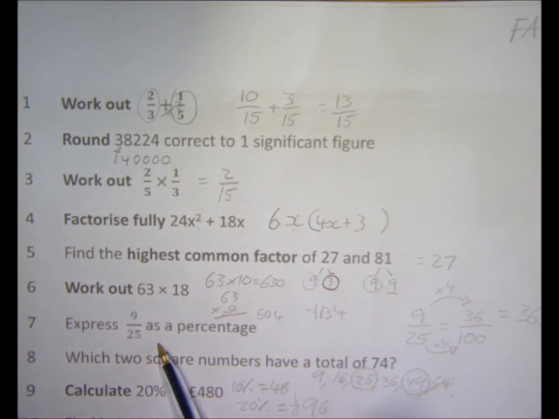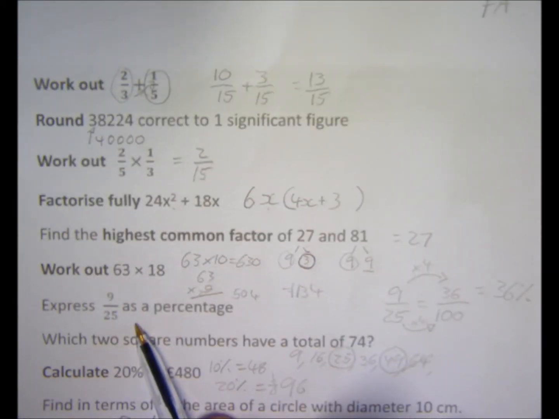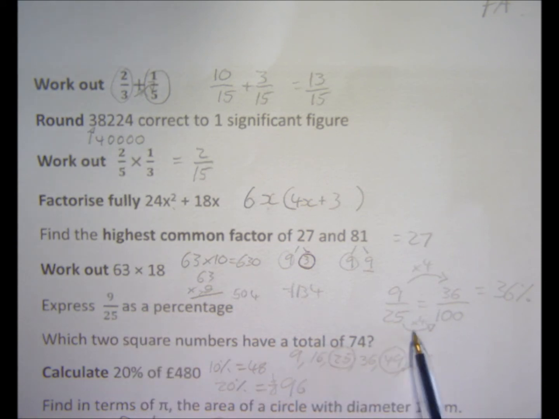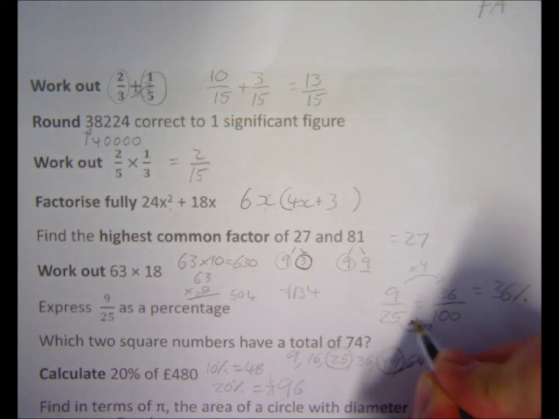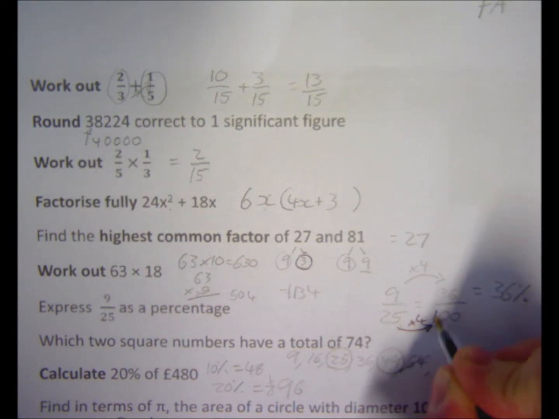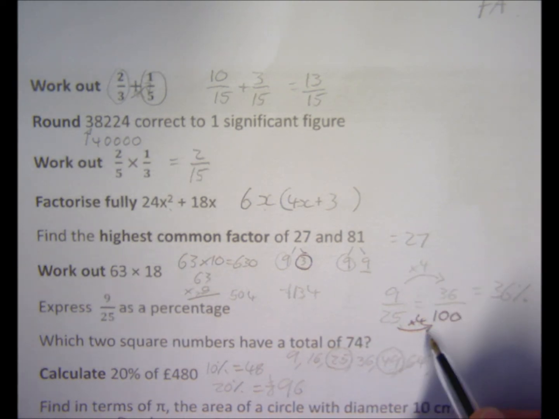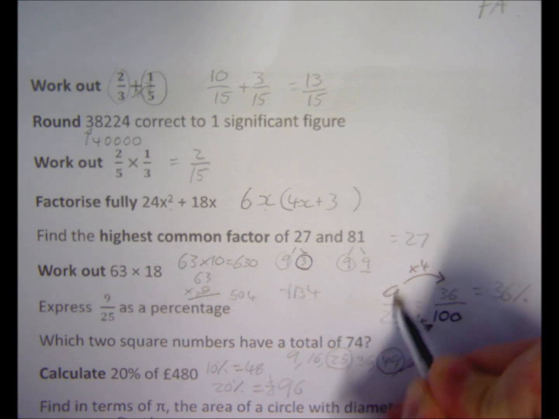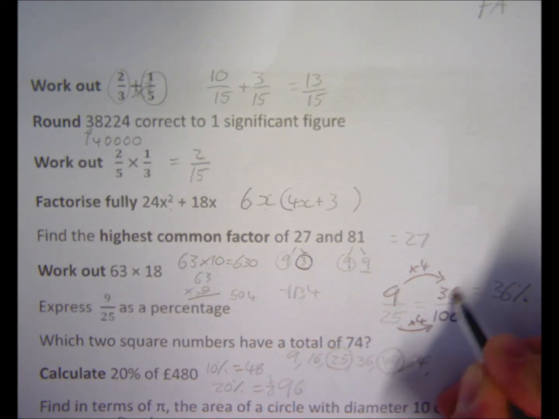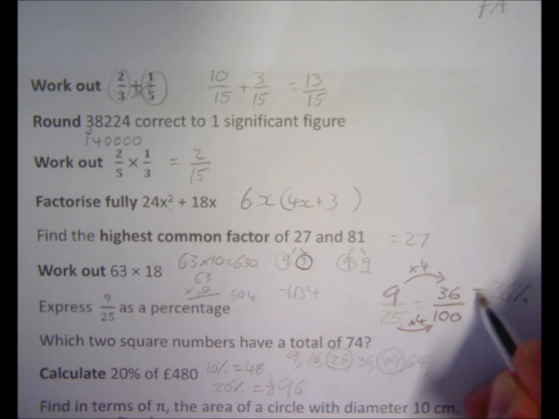Okay, express 9/25 as a percentage. Percentages always like everything out of 100, but quite luckily, you can turn 25 into 100 just by multiplying it by 4. And if I've multiplied the bottom by 4, I'm going to have to multiply the top by 4. So 9 times 4 is 36, so I end up with 36%.